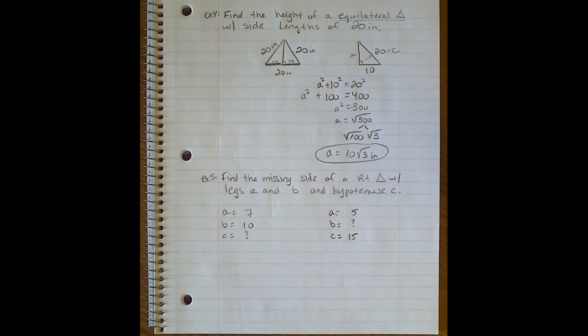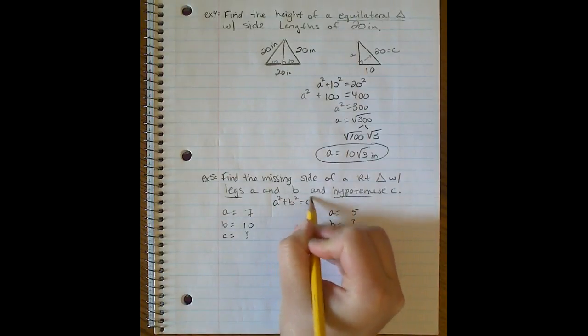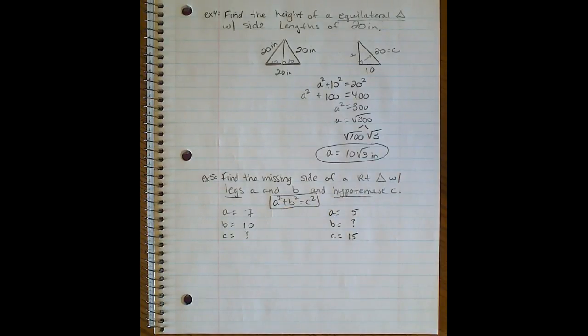Example 5, I think, are the easiest types of examples. Even though there's no picture, they give you the information so directly, you can plug it right into the formula. So the question is, find the missing side of a right triangle with legs A and B and the hypotenuse C. So all we're doing is taking these values and plugging them into our theorem that we just learned to find our missing value. And they give them to you directly. So I'd like you to try these on your own. Click play, see if you got them.